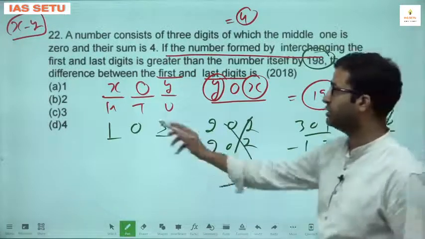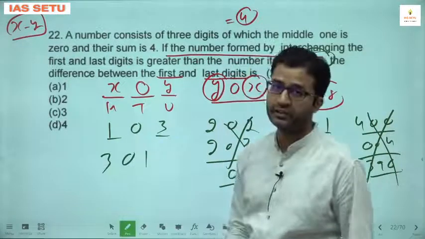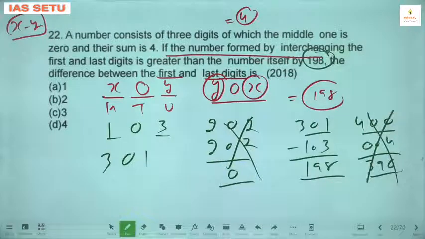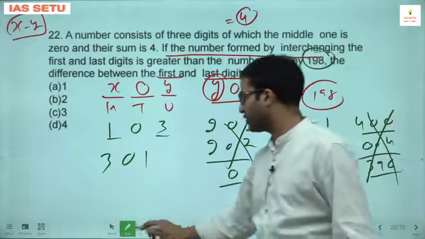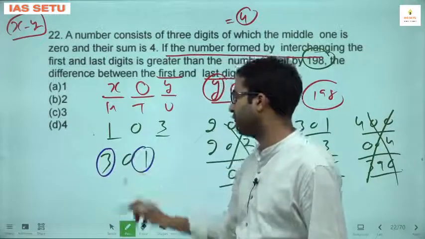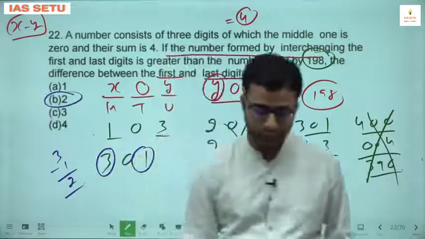So actually this is 103. When we reverse it, we get 301, and we take the difference, subtracting the smaller number from the greater number. The difference comes to 198. Now the question is, what is the difference of 3 and 1? The difference of 3 and 1 is 3 minus 1, we get 2. So the answer is 2.